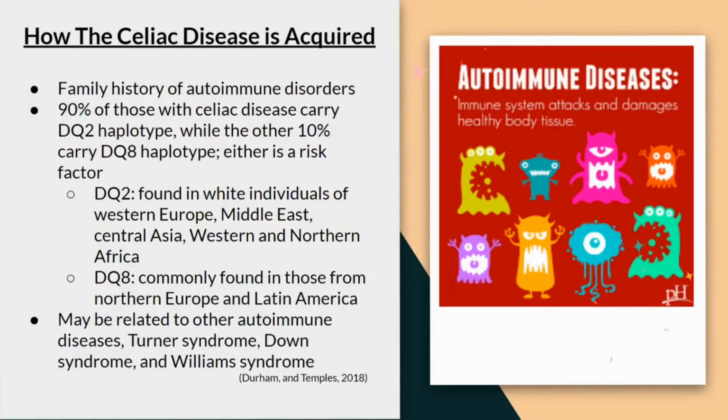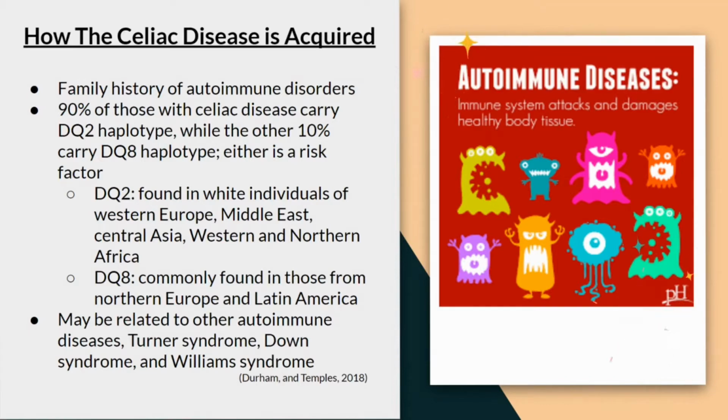How celiac disease is acquired. So it's typically when the child has a family history of autoimmune disorders. So 90% of those with celiac disease carry the DQ2 haplotype, which is a human leukocyte antigen, while the other 10% carry the DQ8 haplotype. Either is a risk factor for celiac disease.